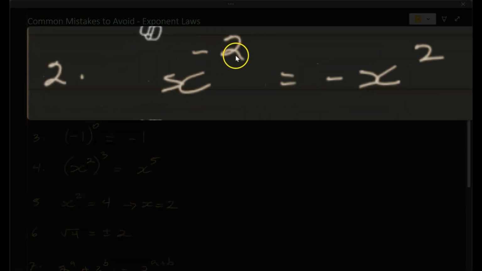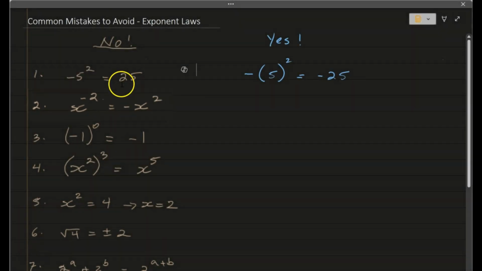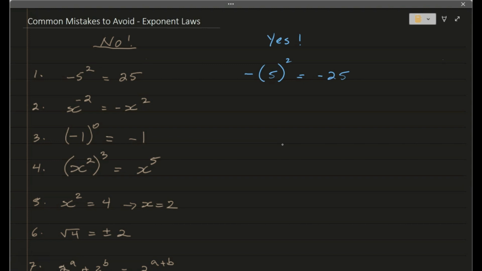x to the negative 2 is equal to negative x squared. Now, I do have to say that a lot of students at times make up their own rules, so there is no such thing. I don't know what that is, but this is not true at all. The answer to this one is that your negative exponent will end up being a positive exponent, and you have to say 1 over x squared.